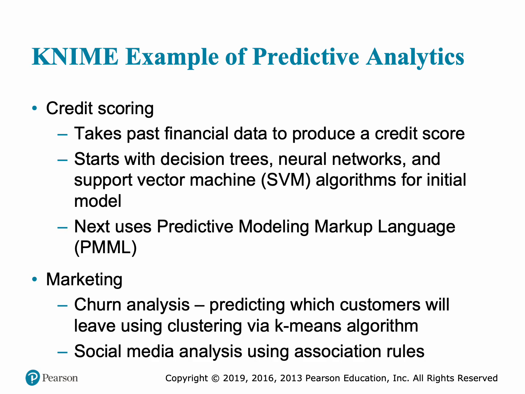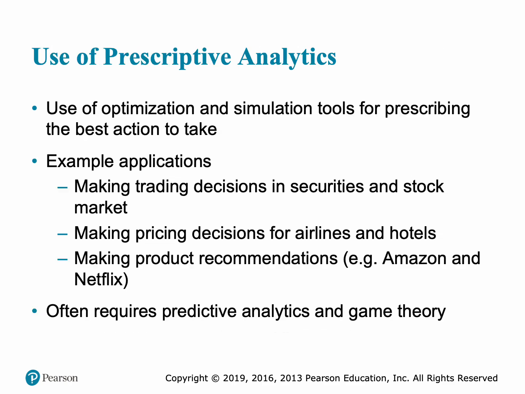The NIME example of predictive analysis is credit scoring. Take past financial data to produce a credit score, using decision trees, neural networks, and support vector machines algorithms for the initial model. Next uses predictive modeling markup language, or PMML. In marketing, churn analysis predicts which customers will leave using clustering via k-means algorithms. Social media analysis uses association rules.